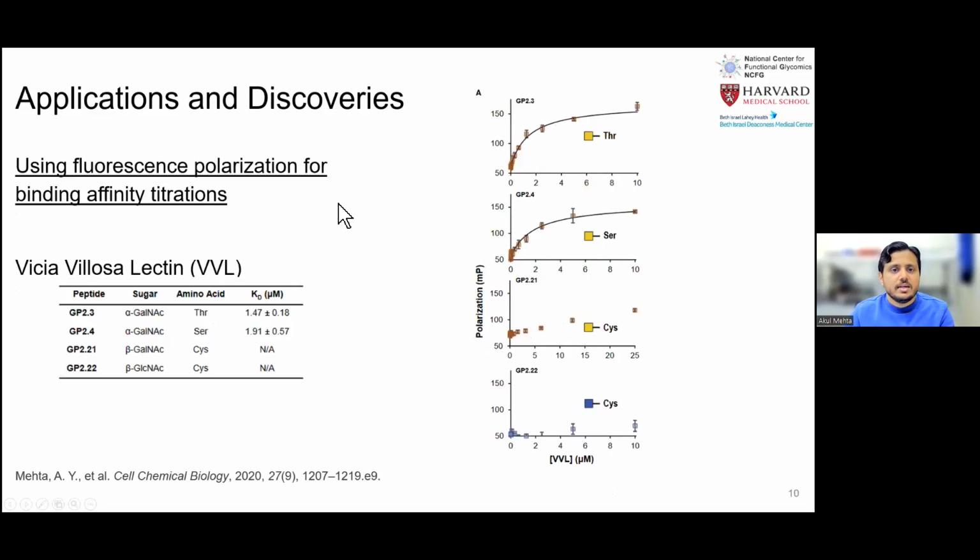And then we had another application, which was fluorescence polarization. Because our peptides had fluorescein on them, we could also use it to check binding affinity. And we used this using fluorescence polarization assays. So basically we took our peptide at fixed concentration and titrated it against a protein, in this case VVL, and we were able to get the binding affinity using this method as well. And you can see that the cysteine containing sugars were not binding as well as compared to the threonine or serine containing sugars.